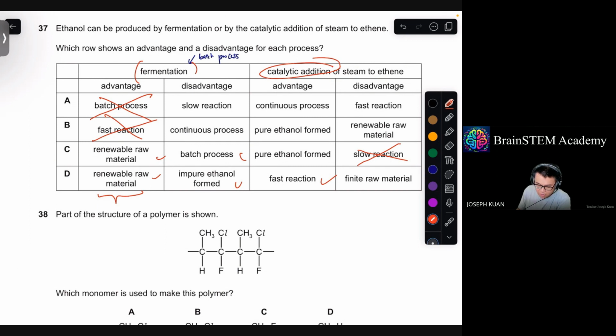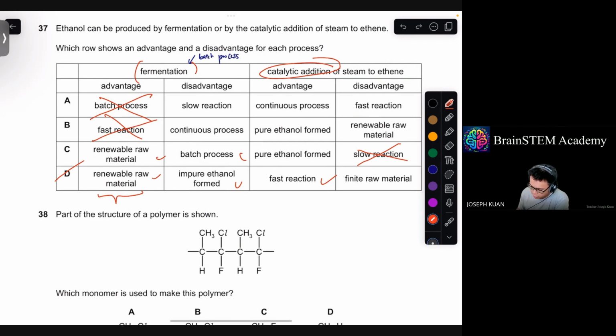So the best answer for 37 is D. And yeah, the disadvantage of steam to ethene, like for catalytic addition, is finite raw materials. Right? Because it requires like high heat process, which means that you need to burn more fossil fuels, etc. And also the source, right? Ethene, which is an organic molecule. So we have, well, not exactly a lot of that from the first place. So the best answer out of 37 is D.